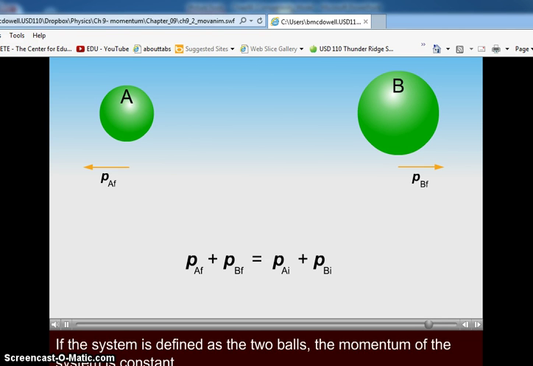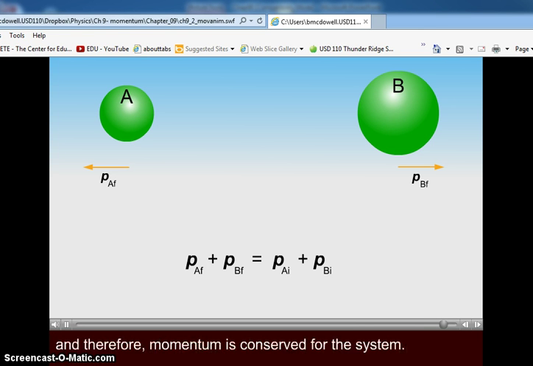If the system is defined as the two balls, the momentum of the system is constant, and therefore, momentum is conserved for the system.